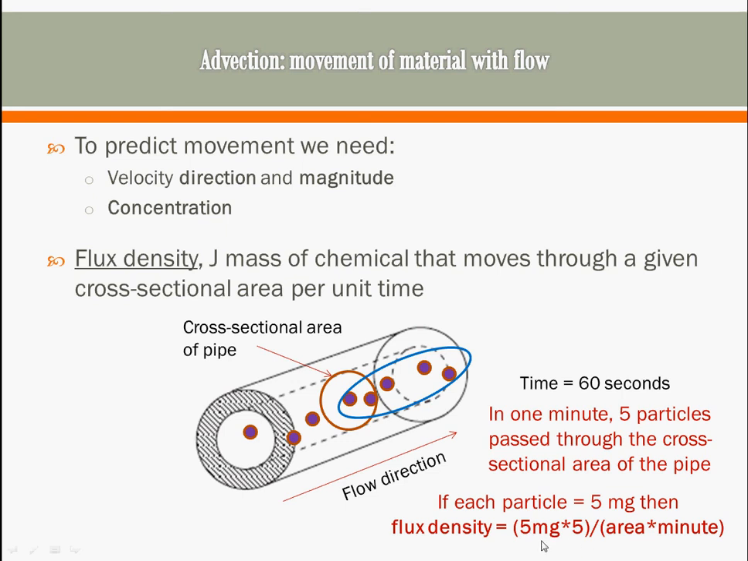So that is what flux density is. It's how much of a pollutant is passing through a cross-sectional area of whatever it is you're interested in, whether it's a pipe, a stream, an area of groundwater, in a unit of time, a second, a minute, or an hour. Okay, and then I just did the multiplication for you there.